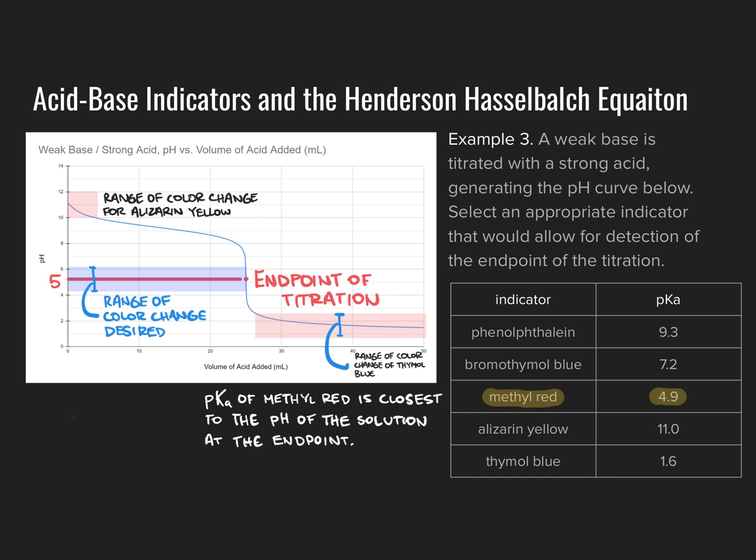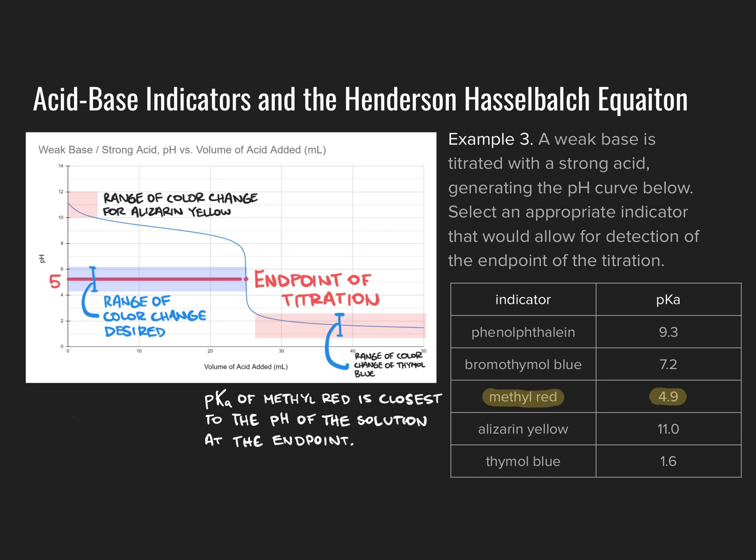So again, best case scenario here, select the indicator whose pKa is closest to the pH of your solution at the endpoint, and that will give you the color change which most closely aligns with the endpoint of the titration occurring. All right, so though there may be some more quantitative calculations you'll come across as you look at the assigned book problems relating to acid-base indicators, for the most recent version of the AP test, they have really heavily focused on the qualitative application of this concept.